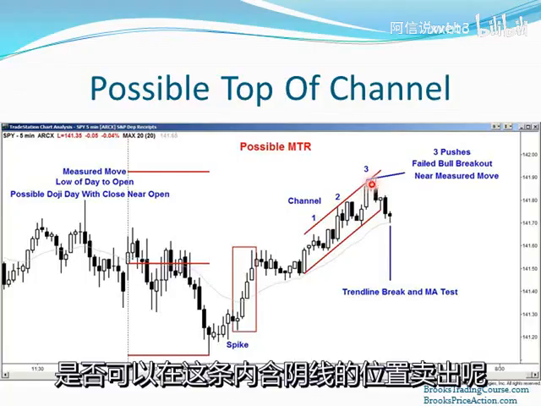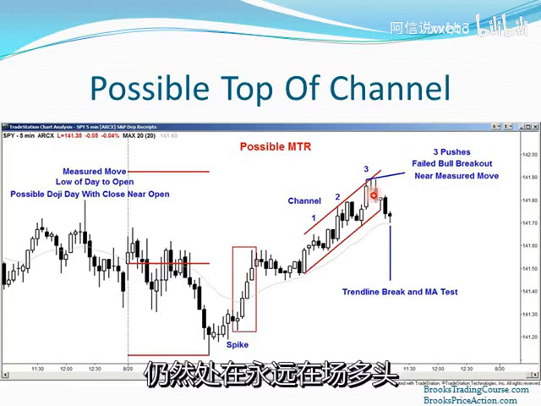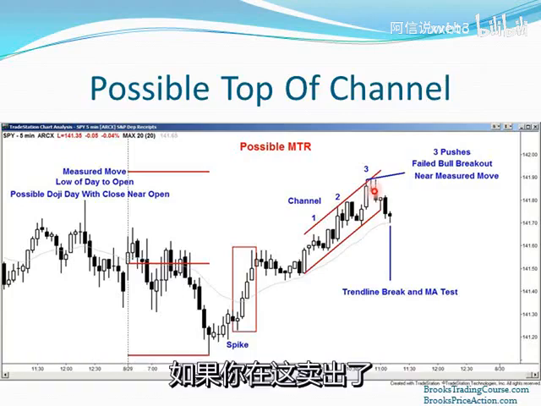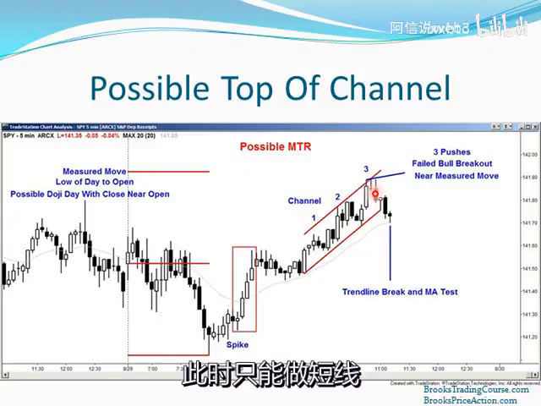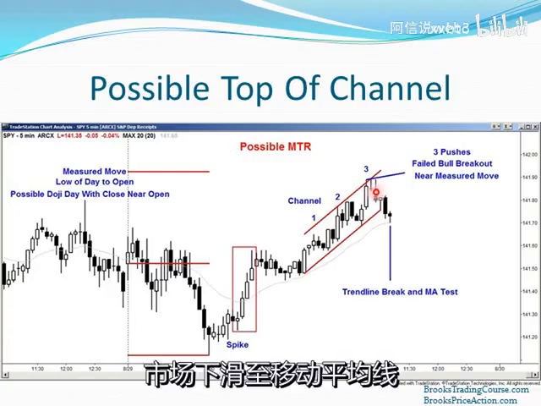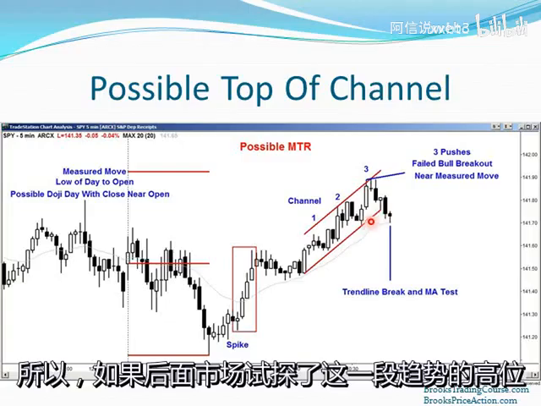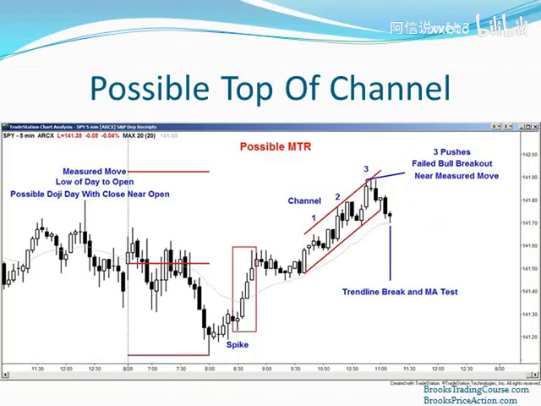As far as shorting below this inside bar, it's still a bull trend. The market's still always in long. I think that's not a great short. And if you took that short, you'd be shorting a bull trend, and you would be doing it only for a scalp. The market sold off to the moving average. It broke below the bottom of the channel, so it's possible that if we get a test up of the high of the bull trend, we may get a major trend reversal.